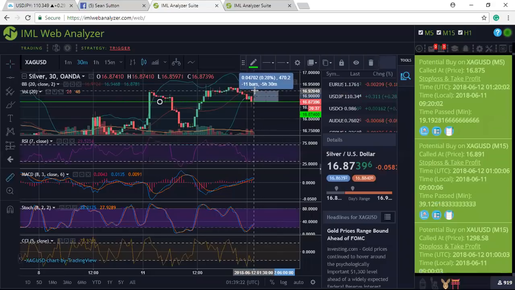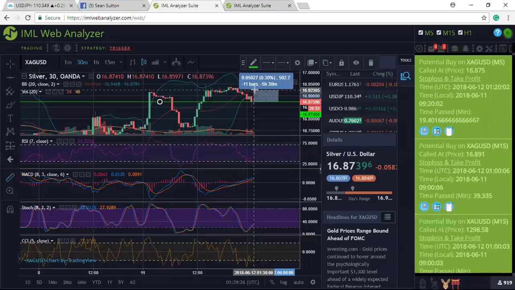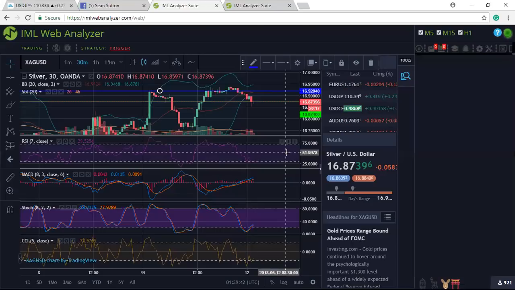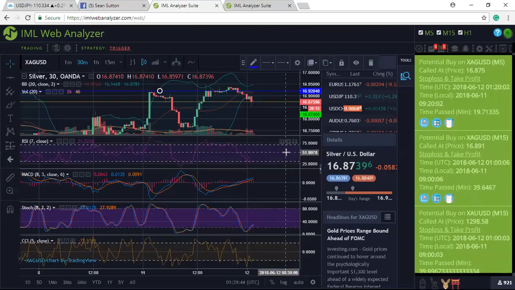Let's see. I have stacked up a few times, so I'm not gonna be greedy. I just set it for there. TP is gonna be 16.920.